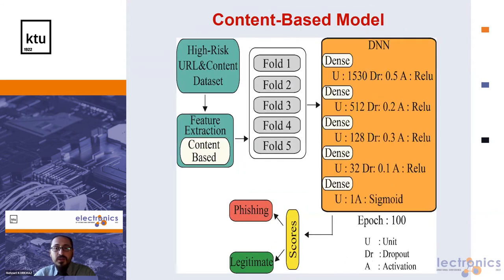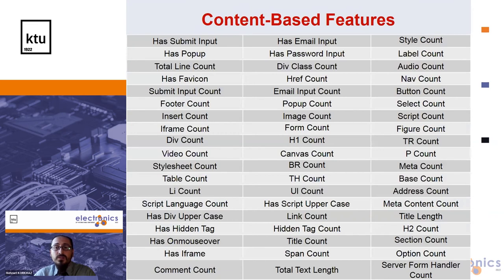Content-based model. This is the second stage. Here is our DNN model, which we use. Major components of website contents are HTML, CSS, and JavaScript. 57 content-based features are used. Details can be found in our article and reference publications.